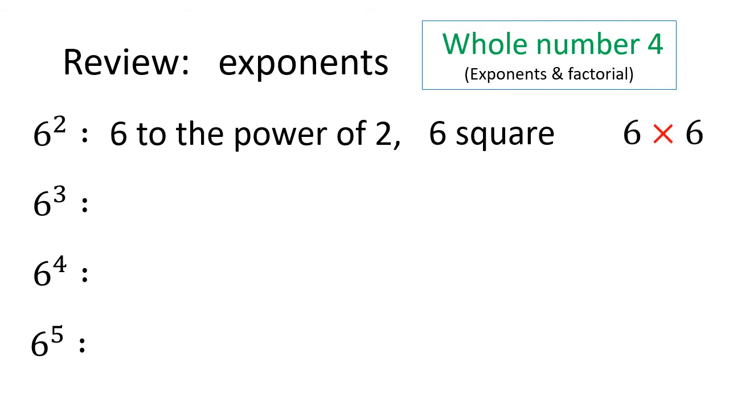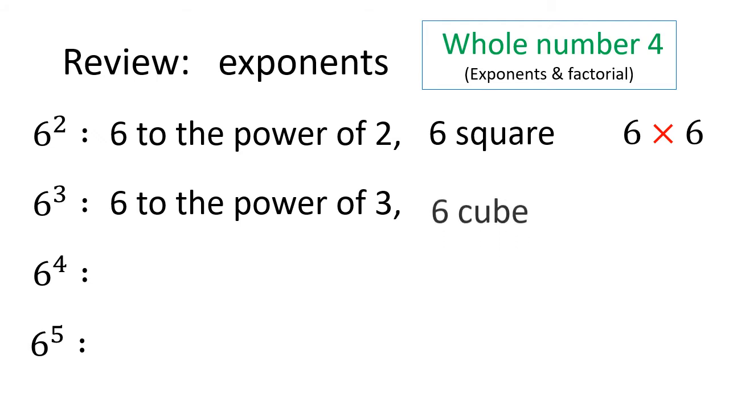6 with a little 3 on the top right-hand corner is called 6 to the power of 3, usually read as 6 cubed. This means multiplying 6 3 times. So 6 cubed is equal to 6 times 6 times 6.